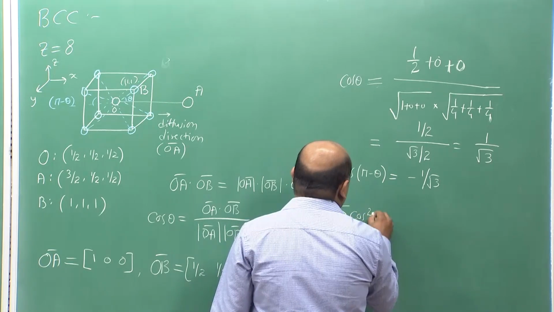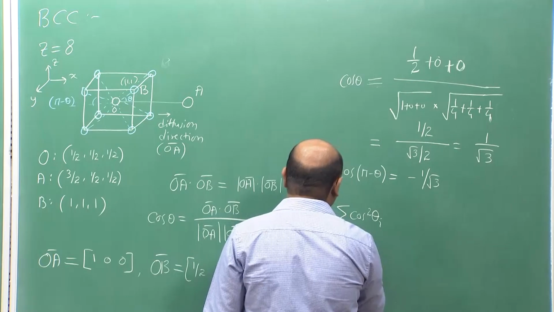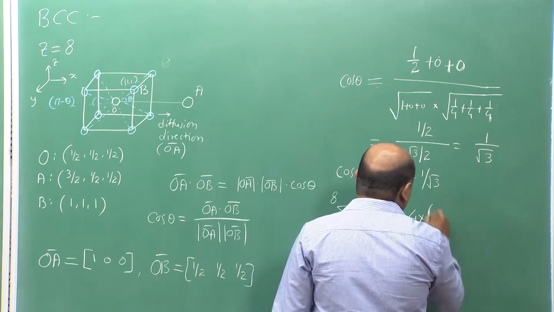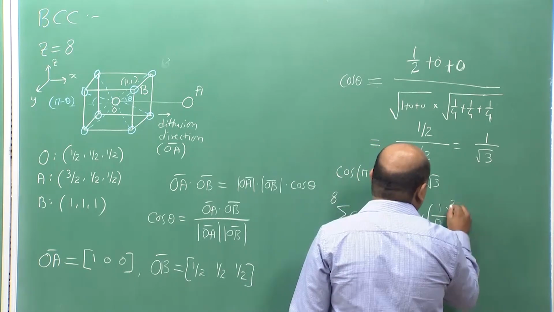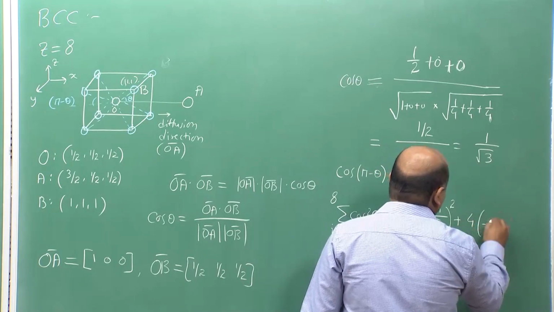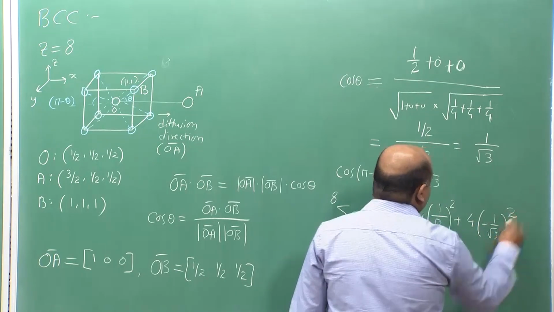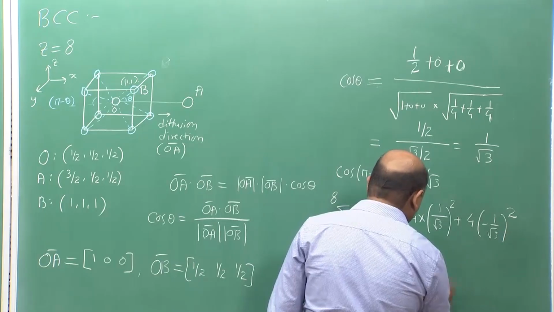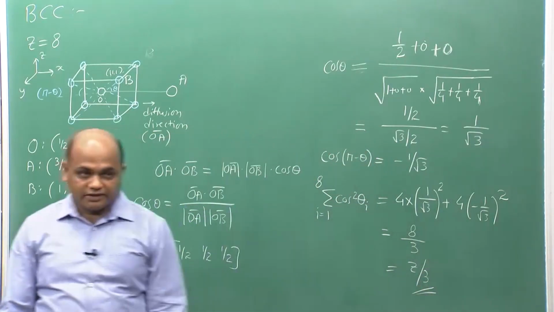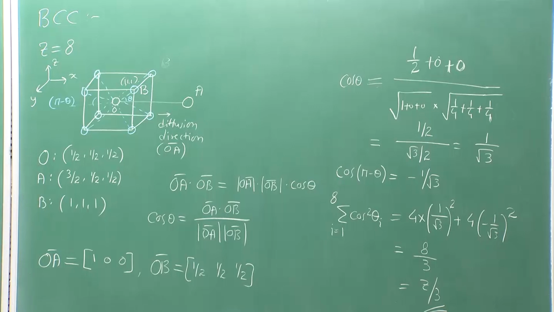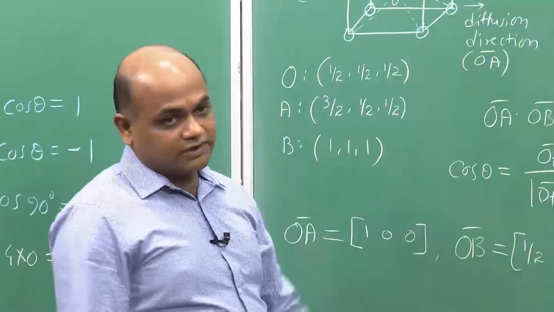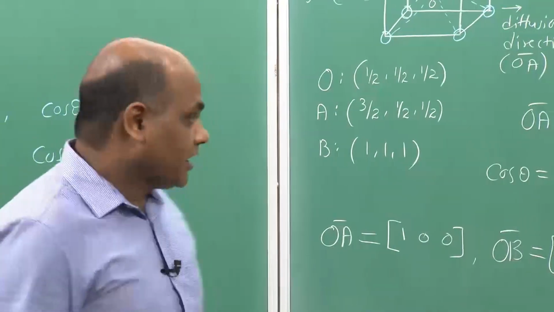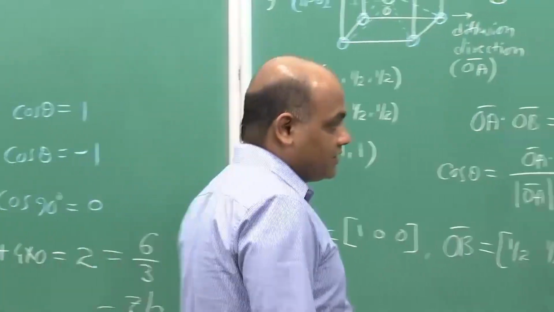So, summation of cos square theta i, where i equals 1 to z, z in this case is 8, would be 4 jump vectors making 1 by root 3 plus 4 jump vectors making minus 1 by root 3. So, that should be equal to 8 by 3, which is again z by 3. Okay. So, this you can show for any diffusion direction, right. We are showing for one particular direction, but you take any diffusion direction and you will get the same result.